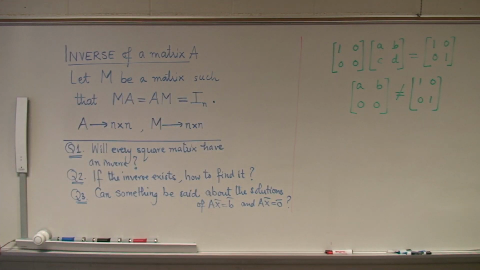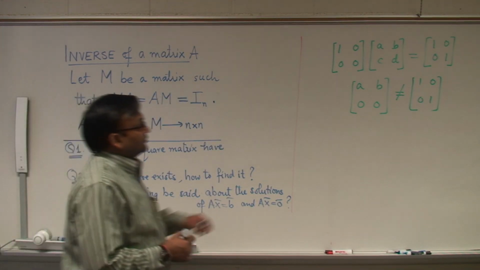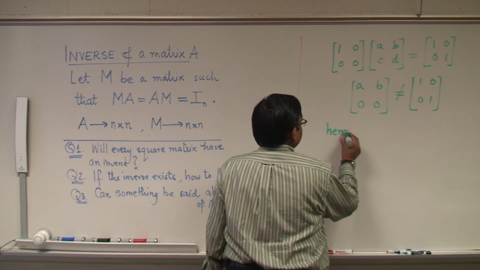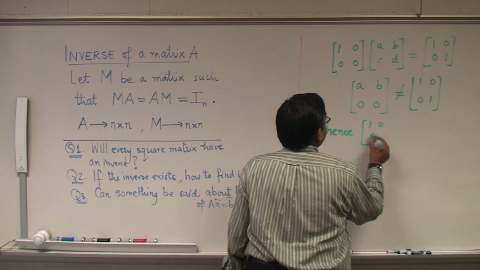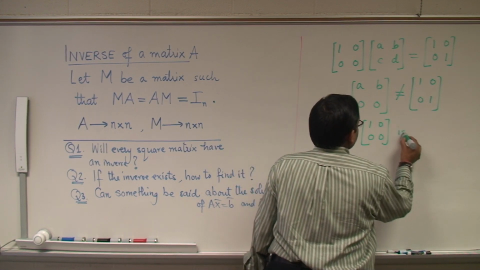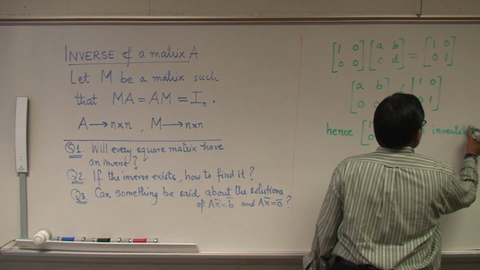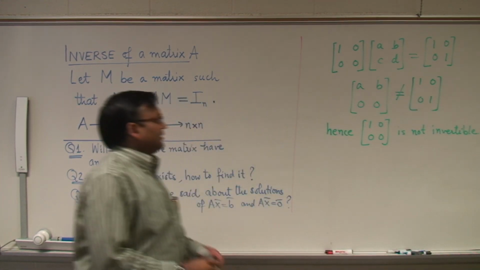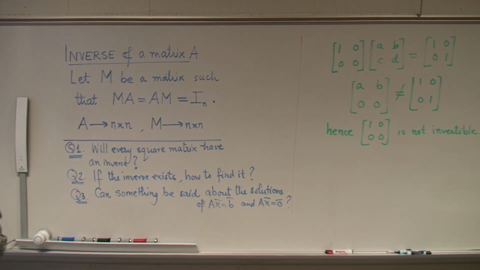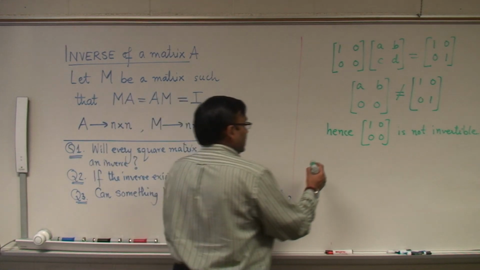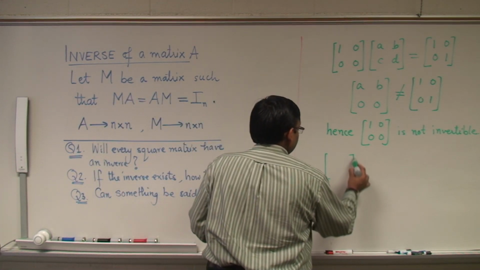Hence, there is no matrix which can be multiplied to this guy to obtain the identity. So our conclusion is this matrix is not invertible. You may say, well, I'm not really being honest here. I have lots of zeros in my matrix, and that is why, what if I really have a matrix which has every entry as non-zero? Could it then have an inverse?